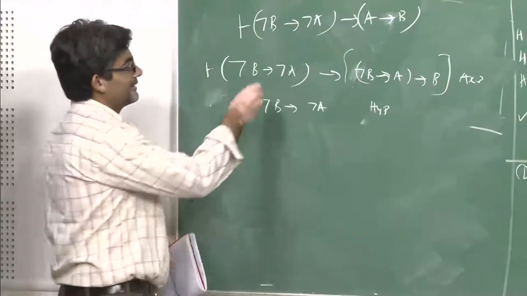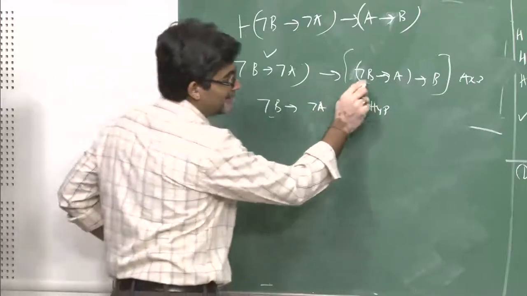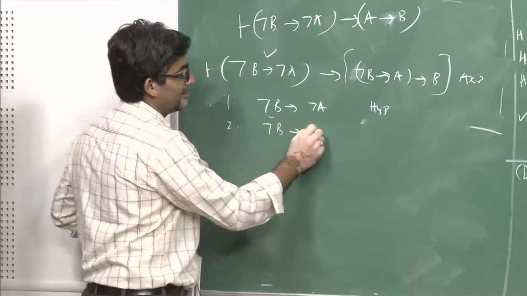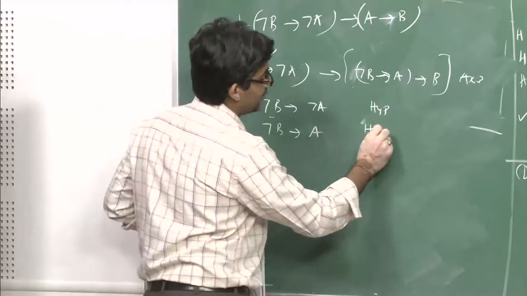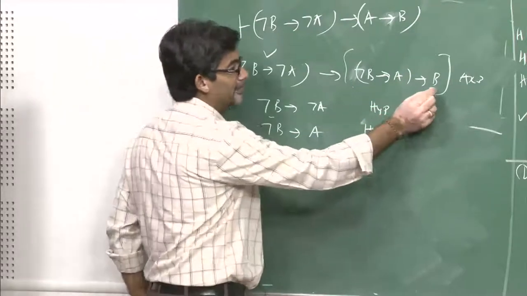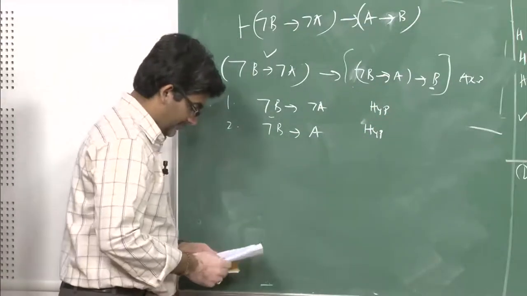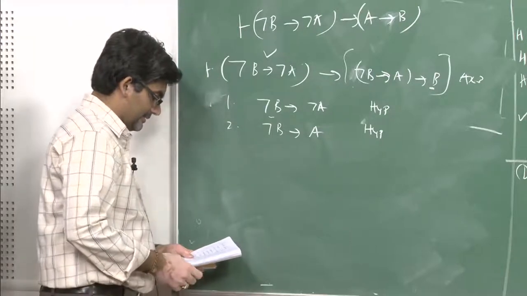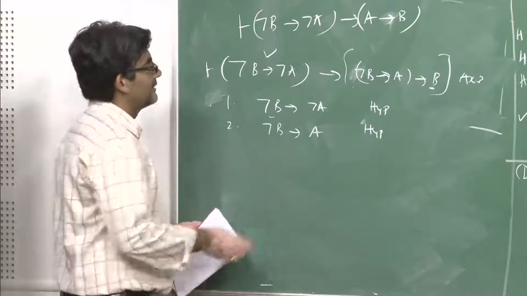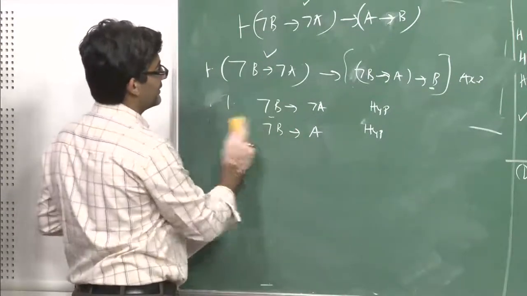Now in this antecedent part is assumed, so that is not B implies not A, and you also assume this particular thing. This is also considered to be a hypothesis or assumption. Now from this you need to prove B. Not B implies not A, which we assume.